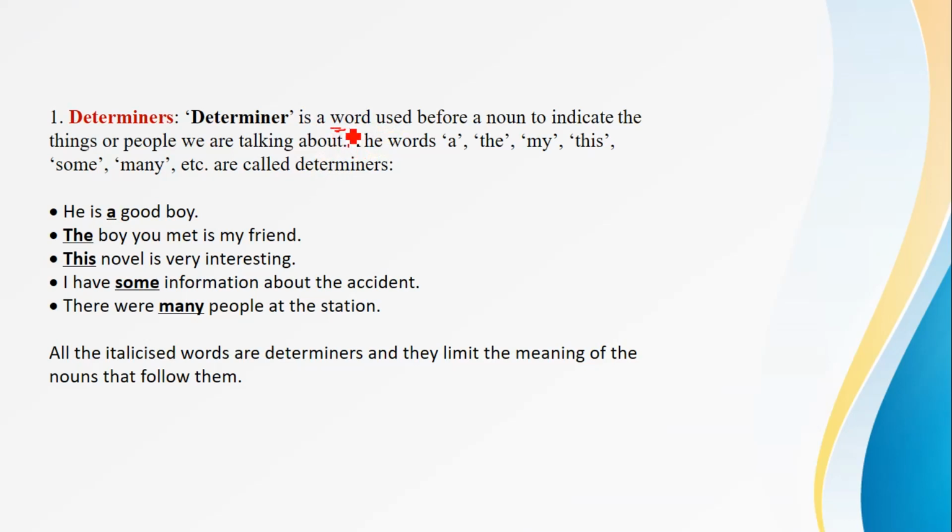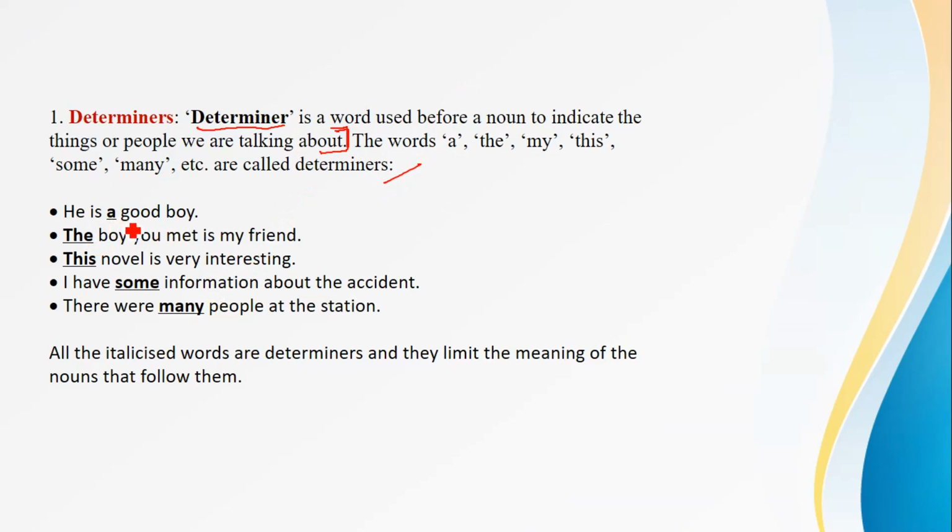As the name suggests, determiner comes from the word determine, and it determines the noun that we are talking about. It determines the quantity of the noun, it determines the possession of the noun, it determines whether it is an interrogative part of a sentence. All these things are determined by the words which are called determiners. The words a, the, my, this, some, many, etc. are called determiners.